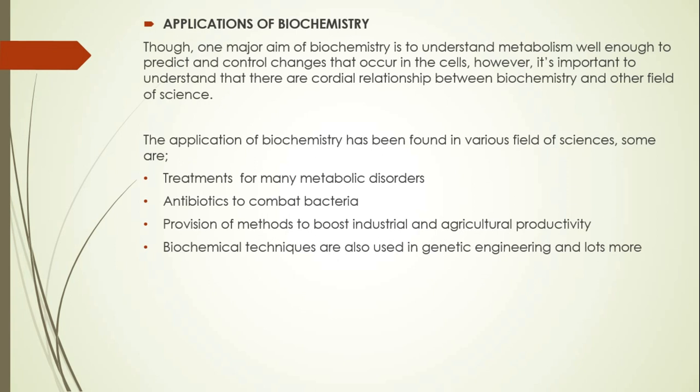Another application of biochemistry is that the knowledge of biochemistry is useful in boosting industrial and agricultural productivity. We have a whole lot of aspects of biochemistry, and one of them is industrial biochemistry. The knowledge of industrial biochemistry has been applied to industrial and agricultural productivity all around the world. Another application of biochemistry is the use of biochemical techniques in genetic engineering. The fields of molecular biology and biochemical genetics use different biochemical techniques in genetic engineering. Genetic engineering means transforming a particular gene to perform better or lower, depending on how you want your experiment to go.